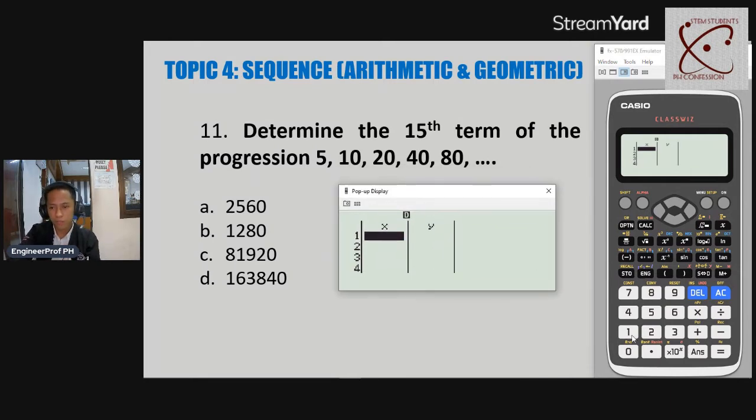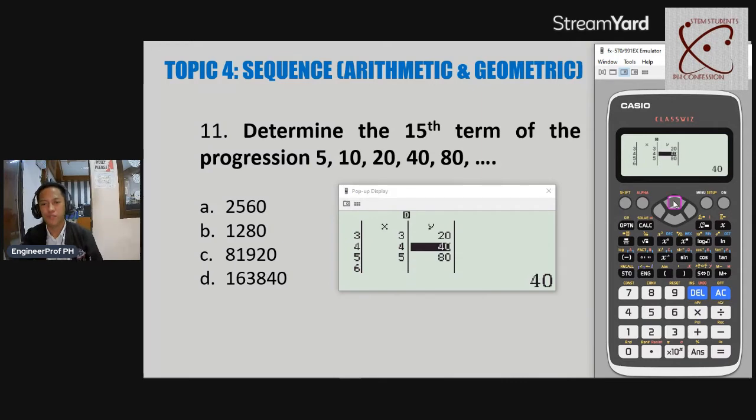So, for the first term, so 1 equals, that is 5. And for the second term, that is 10. 10 equals. For the third term, so okay na kung dalawang data lang. Okay na yan guys. So for the third term, pero lagay pa rin natin 20. And for the fourth term, that is 40. And for the fifth term, that is 80. Ayun.